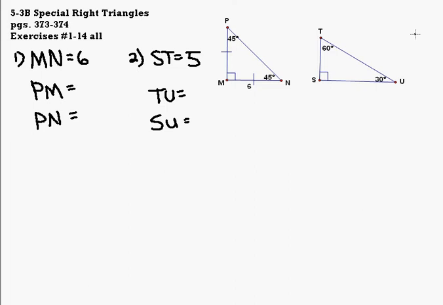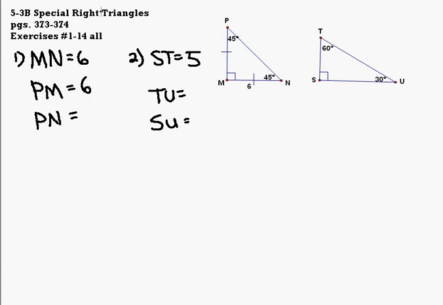In triangle number 1, which is a 45, 45, 90 degree triangle, the length of one leg of the triangle is 6, which is MN. PM is the other leg of the triangle, and you notice on the illustration that the tick marks indicate that the two line segments are congruent. Therefore, PM is also equal to 6.